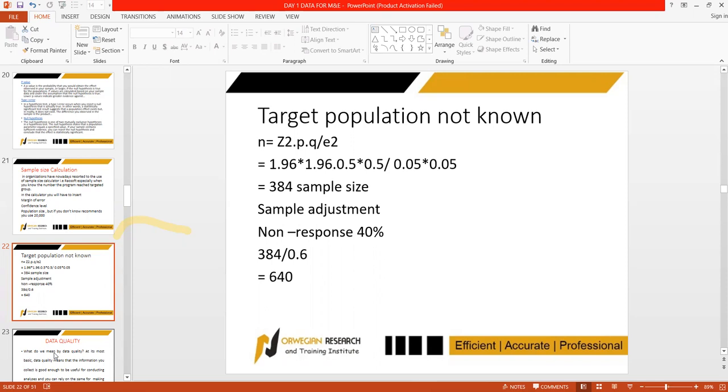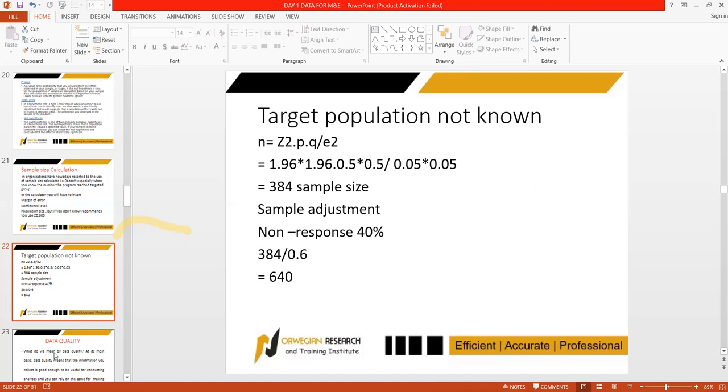Now, if that is the case, then you divide by the margin of error raised to the power of two, squared. So margin of error is down here. This is the formula that is used when the target population is not known. Now in my case, I have a sample size of 384.